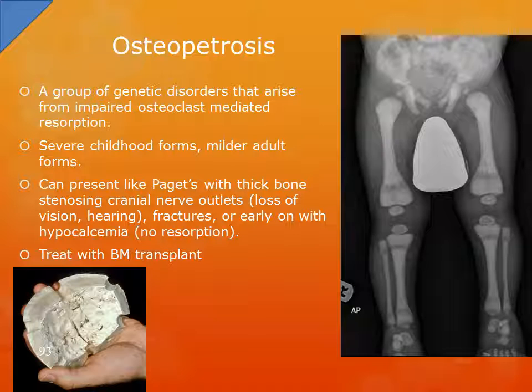So the second to last condition I'm going to mention to you is osteopetrosis. Osteopetrosis, petra meaning stone. These bones are dense, and it's caused by a group of genetic disorders that impair osteoclastic resorption of the bone. So you have a lot of bone formation and not enough actual turnover. And the presentation can look a lot like Paget's. You have this thick bone stenosing the cranial nerve outlets, compromising hearing and vision potentially. You might see fracture, or early on you may see hypocalcemia. The treatment is bone marrow transplant.